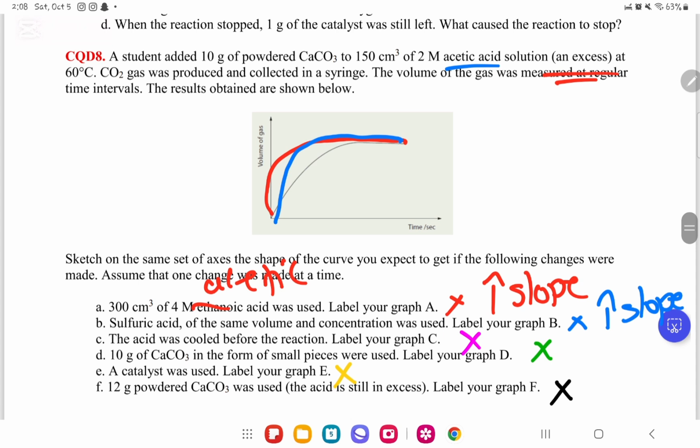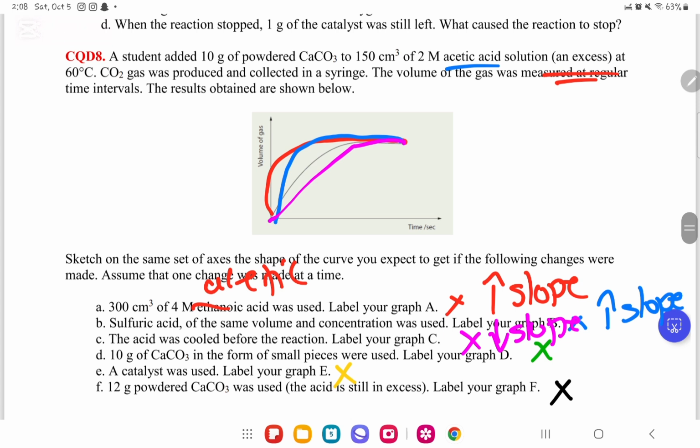Then part C was in pink. We said the acid was cooled, so the temperature was decreased, so the slope is then decreased. So part C will be something, no, not like that. It will be somewhat like this. Okay. Then let me draw it better. Hold up. Let's say this is part C.